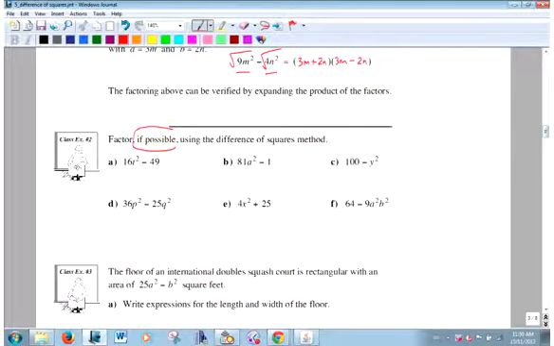Factor. Did anybody pull their hair out yesterday when they got to one that wasn't factorable? Alicia did? She still has lots of hair though, so she must not have pulled out too much.